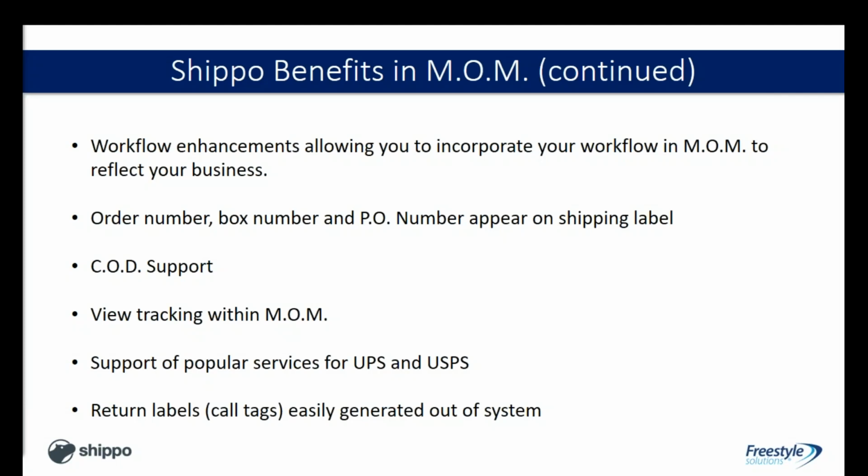We do have COD support on the label itself. You'll have the ability to view the order number and box number, or if necessary, the purchase order number on the label. We do have support of popular services for UPS and USPS. For example, for UPS, we do have the Saturday delivery. For USPS, we do have the flat rate box management and stuff like that. And then you have the ability to generate your call tags or return labels out of the system itself.